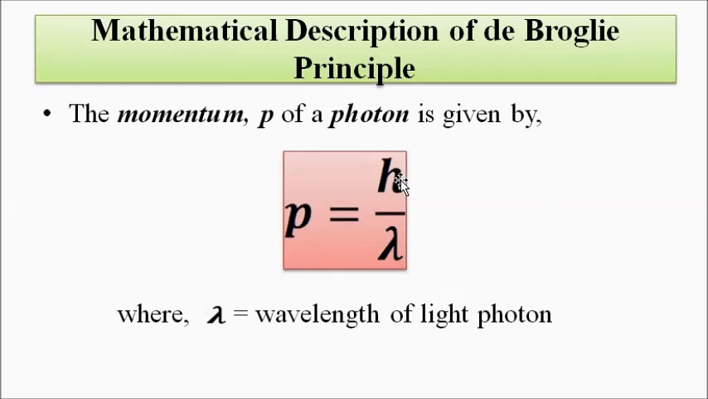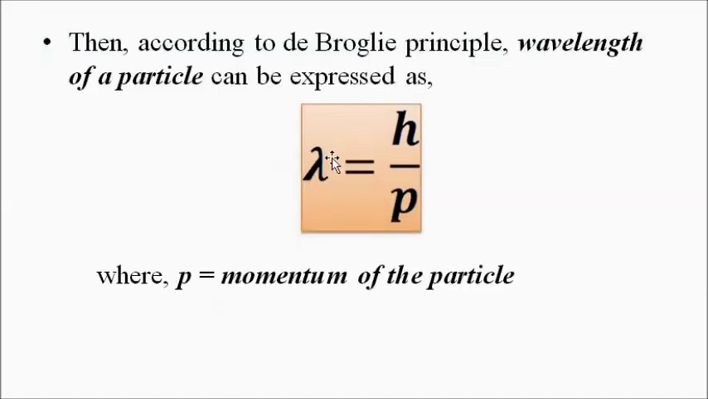H is Planck's constant again, and lambda is the wavelength of the light photon. So by this and this equation, by using the same principle, we can determine the wavelength of this particle. So the wavelength of the particle can also be determined in terms of the same Planck constant and momentum by this equation. So the wavelength of the same particle can be given by h by p, Planck's constant divided by the momentum.